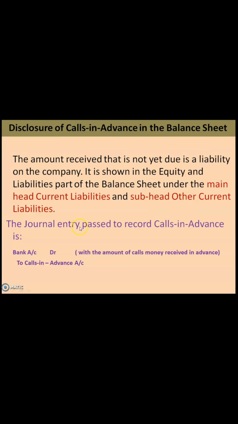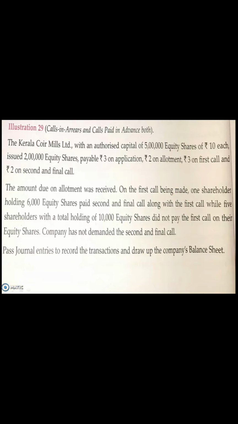The journal entry passed to record calls in advance is, what is the journal entry? Bank account debited to calls in advance account. If you remember the entry for calls in arrears, you may have noted that calls in arrears was debited, but calls in advance should be credited. So your journal entry goes this way: bank account debited to calls in advance account.